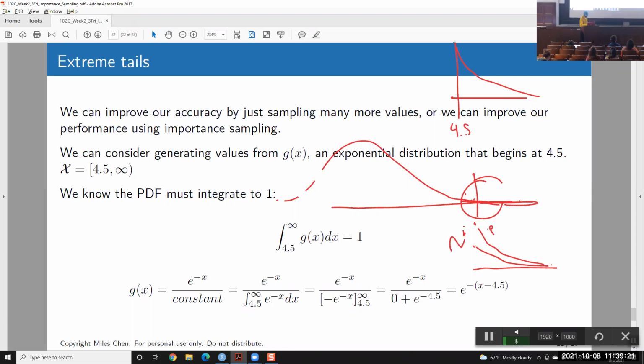So what is an exponential distribution that starts at 4.5? We're just going to say, let's do an exponential distribution that starts at 4.5. How do we do this? Well, we're going to have to multiply this by some constant. Again, we have lambda e to the negative lambda x. So let's just use lambda equal to 1. That's fine.